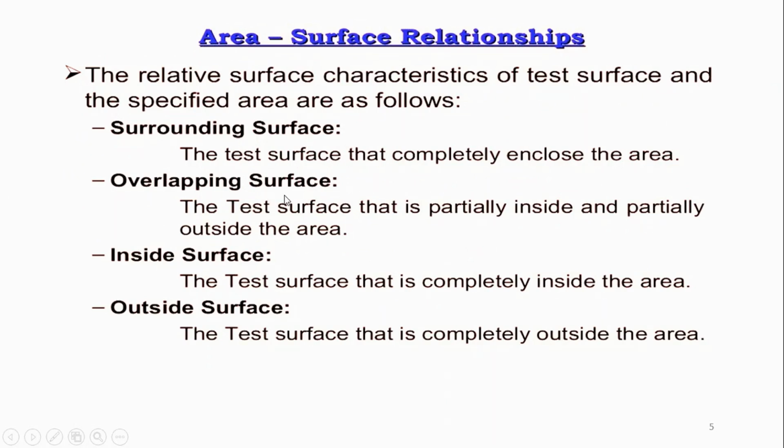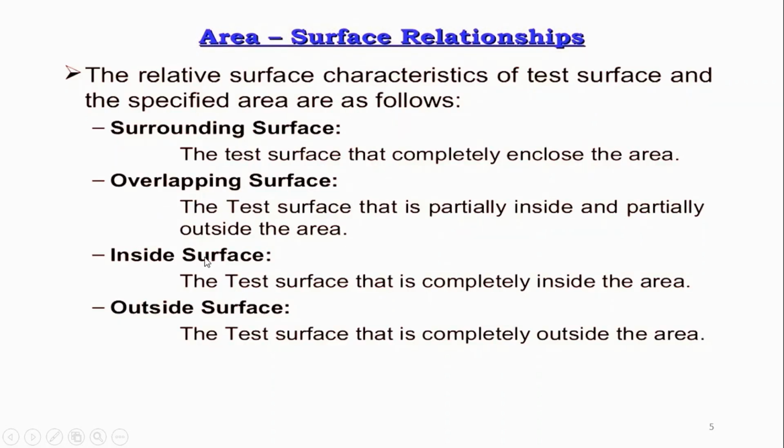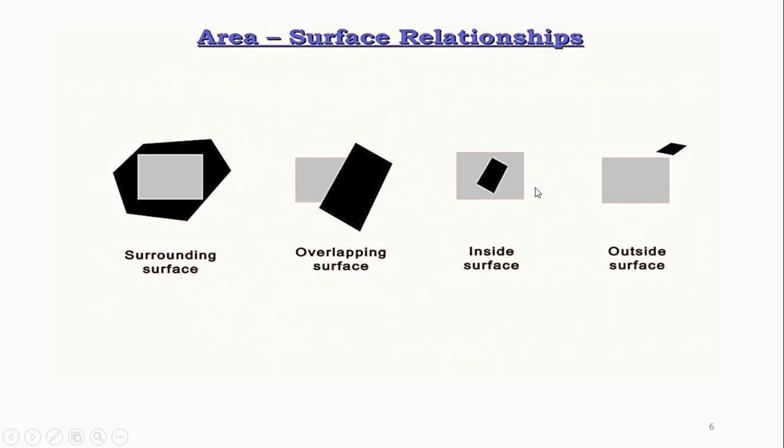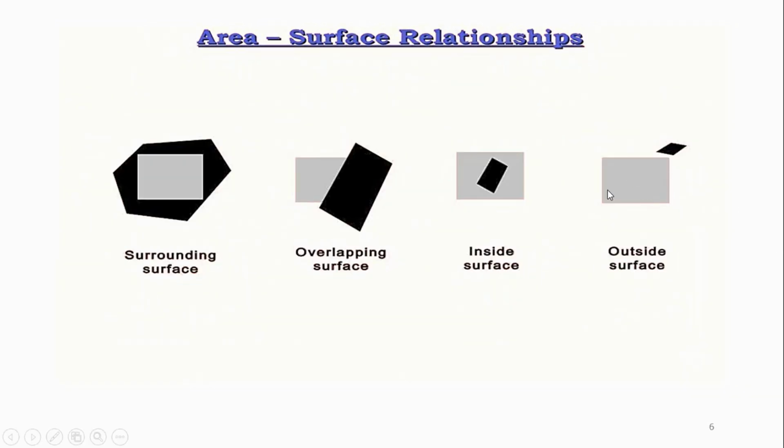The next one is the overlapping surface. The test surface is partially inside and partially outside. This gray area is a test area which is partially inside and partially outside. The third one is the inside surface, where some part is completely inside my testing area. And the last one is the outside surface. Here the gray screen is my surface, and this object is completely outside the surface. So the area-surface relationships are given here.